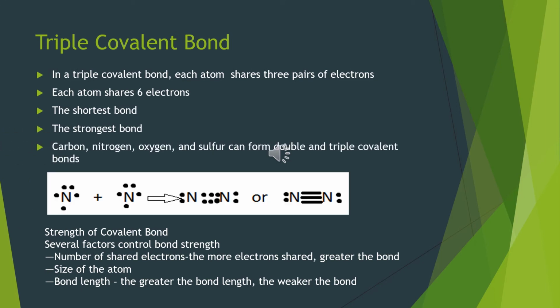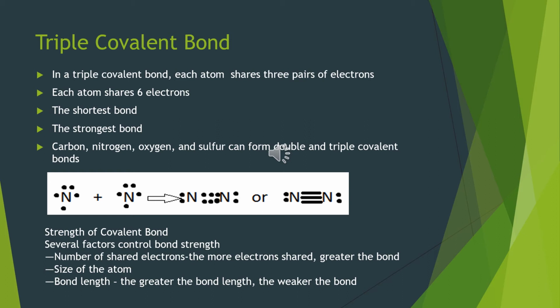Triple covalent bond. In triple covalent bond, each atom shares 3 pairs of electrons and each atom shares 6 electrons, and it is the shortest and strongest bond. Carbon, nitrogen, oxygen and sulfur can form double and triple covalent bonds.